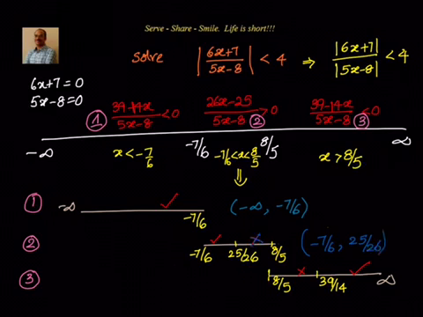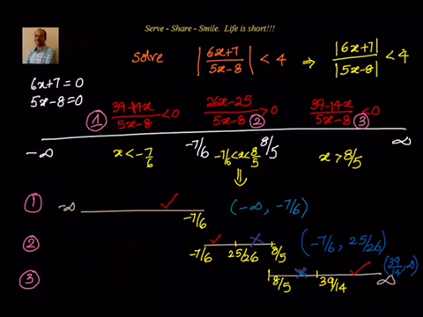Now when you go to the third one, the solution will be, you are starting from 39 by 14 and you are going to infinity. This part you don't want. Even though you are greater than 8 by 5, the solution is satisfied only by the values which are between 39 by 14 and infinity. So that will be 39 divided by 14 comma infinity.